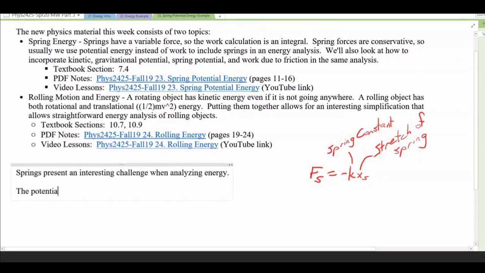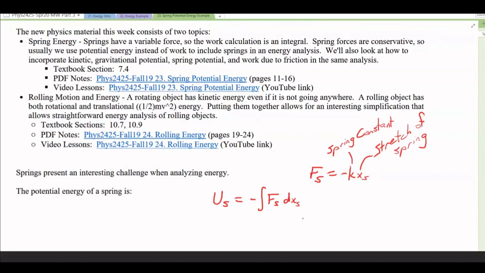So the potential energy of a spring is something that we can calculate. And it is U sub S is equal to minus the integral of Fs dxs. If you integrate a force through its distance, you get the work done by that force. And if you have a force that you can turn into potential energy instead of just calling it work, then you put a minus sign on it, and that is your potential energy calculation.